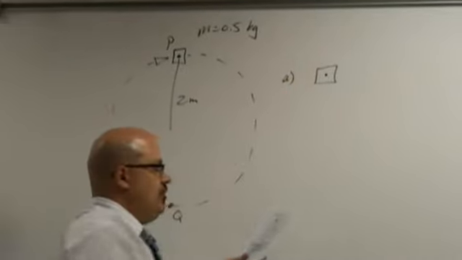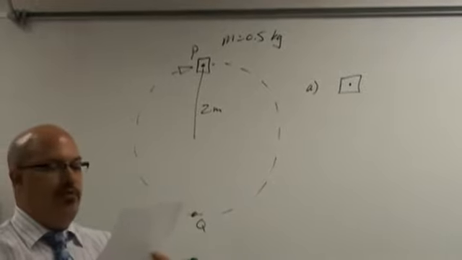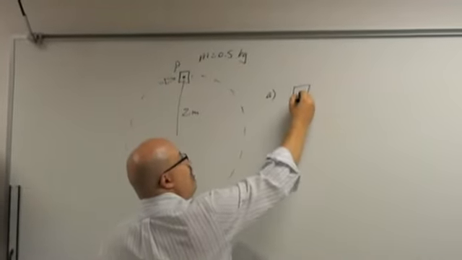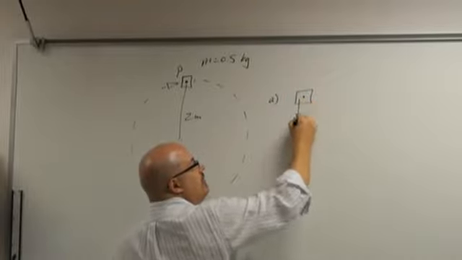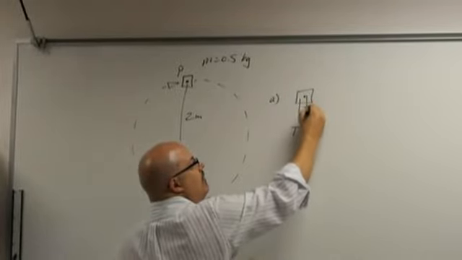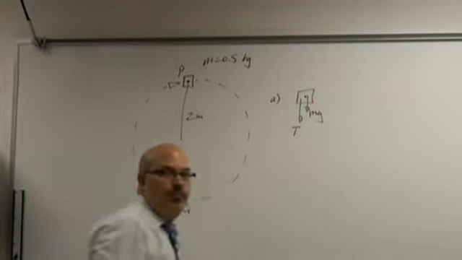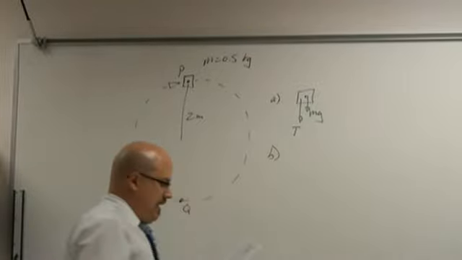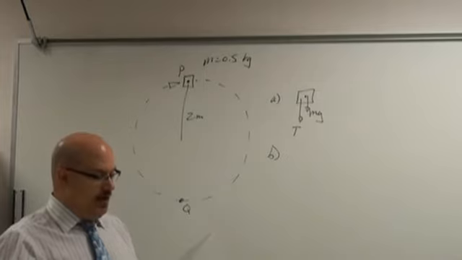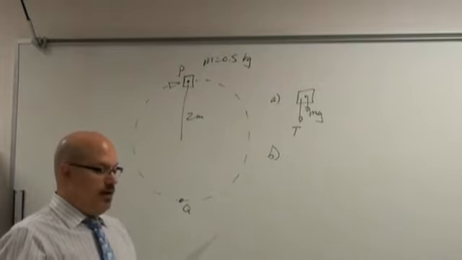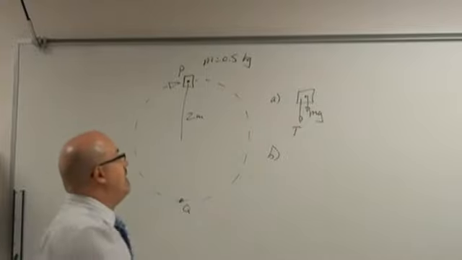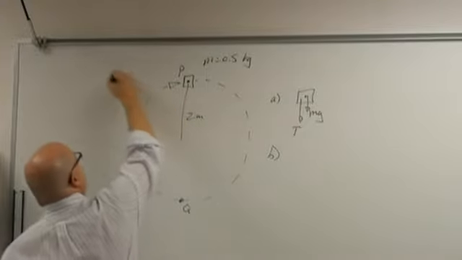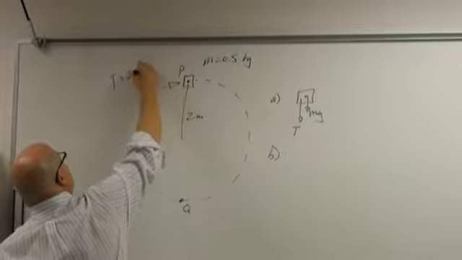A asks you to draw the free body diagram, okay? So we've only got a string attached to it, so there's tension, and there's gravity, so there's mg. So there you go. All right, so there's A. Part B asks for the speed at point P, all right? It tells you the tension in the string right here is 20 newtons, right?